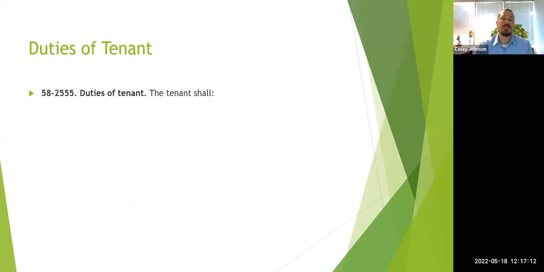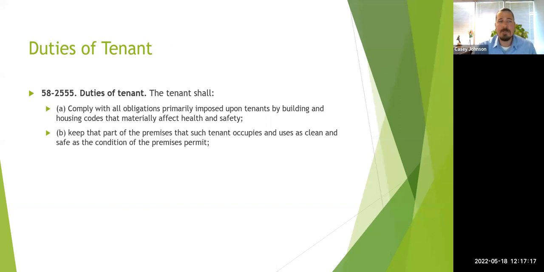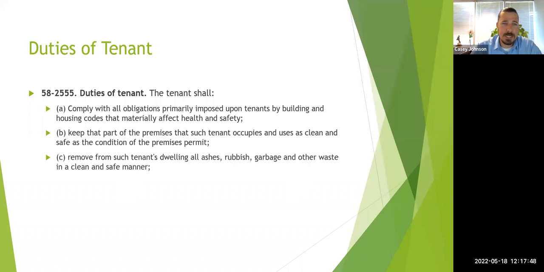The tenant also has duties. They have to comply with any housing building codes that apply to tenants. I hate the language of this, but it says keep the part of the premises that they occupy as clean and safe as the conditions permit. That's crazy. That makes it sound like the tenant shouldn't have any dirt on their floor because obviously they can clean it. They shouldn't have any dirty dishes in the sink. So the language is horrible. I've never had a landlord try to evict somebody for having dirty dishes in the sink, unless there's an infestation caused by that. But the statutory language is very, very broad and could be used potentially against tenants.